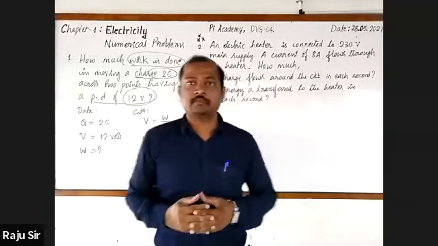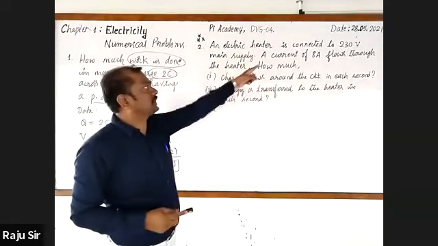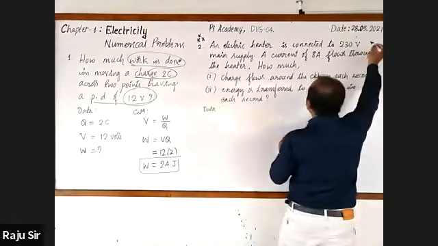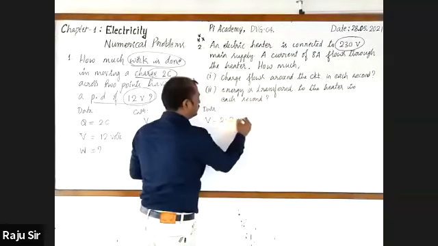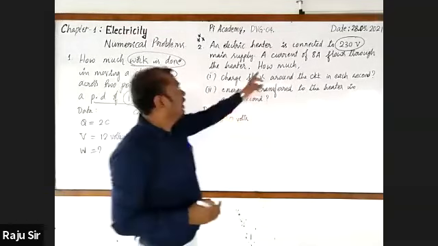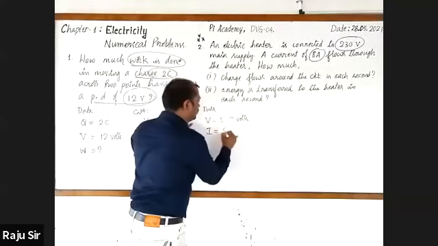Have you understood the statement? Yes, it's very simple. Just go through this. An electric heater is connected to 230 volt mains supply. Potential difference V is equal to 230 volts. Next, a current of 8 amp flows through the heater. What does 8 amp indicate? I is equal to 8 amps.